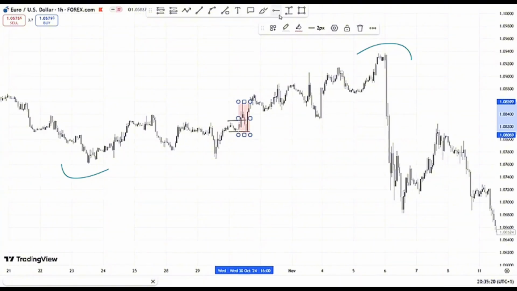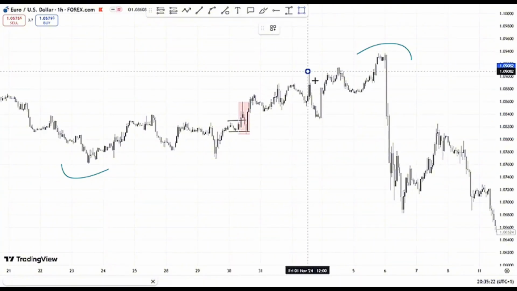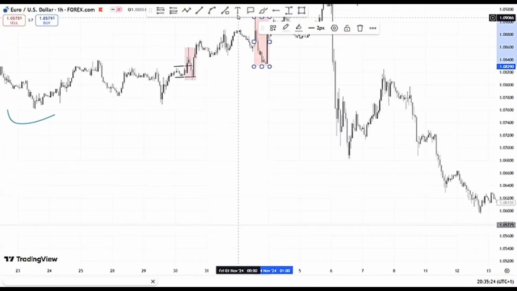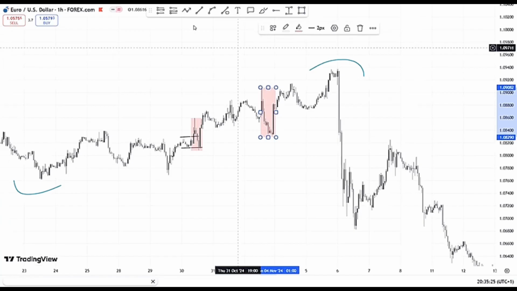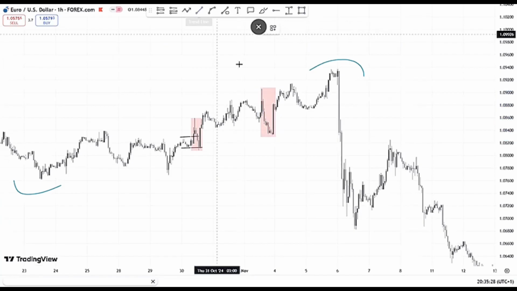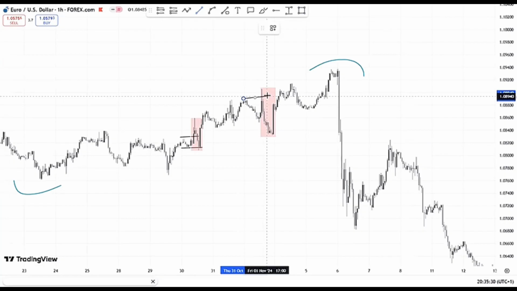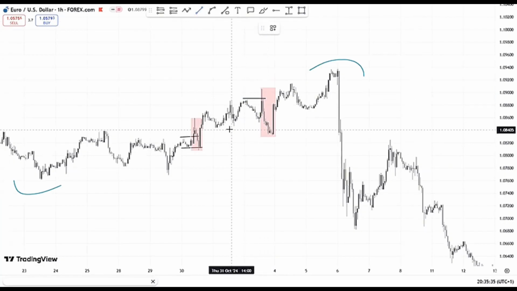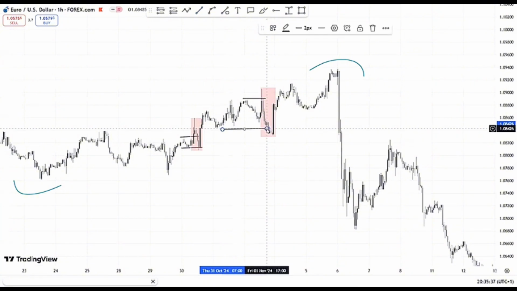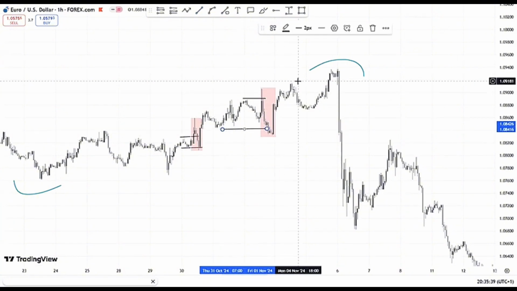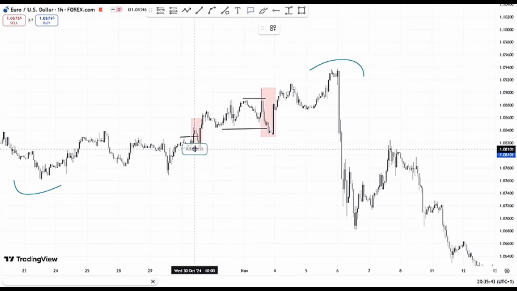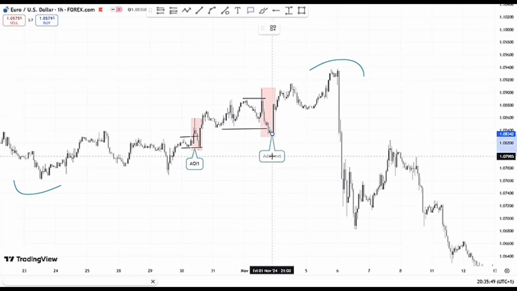Look at this guy here. Same thing happened here. What did price do here? Price cleared the high of this. Price cleared the low of all these guys here. And price created the what? A new high. This guy is what? AOI 1. This guy here is what? AOI 2.